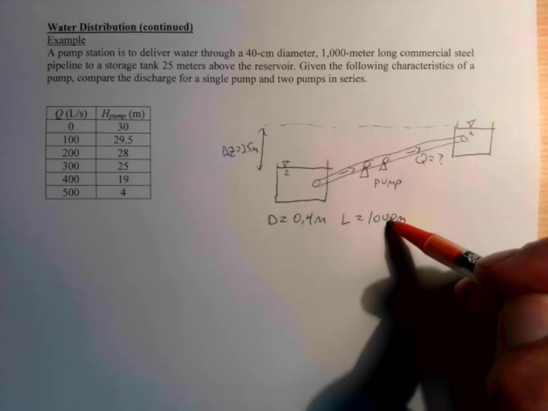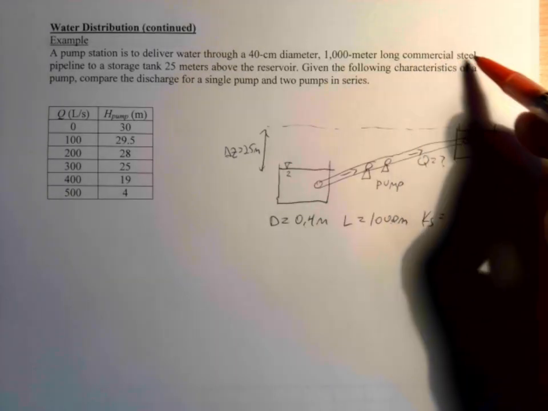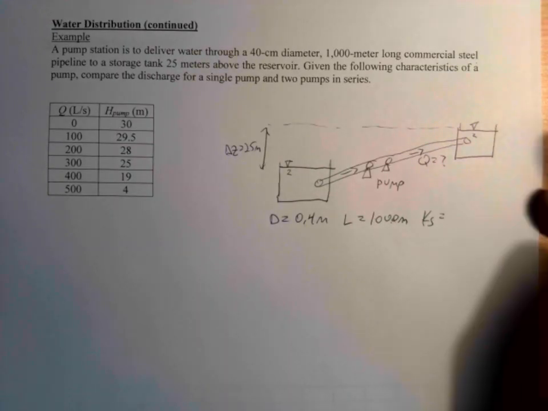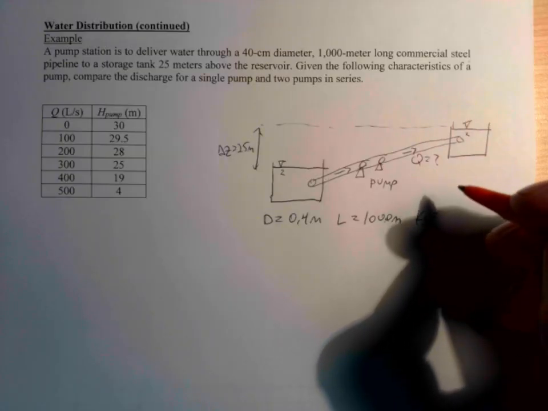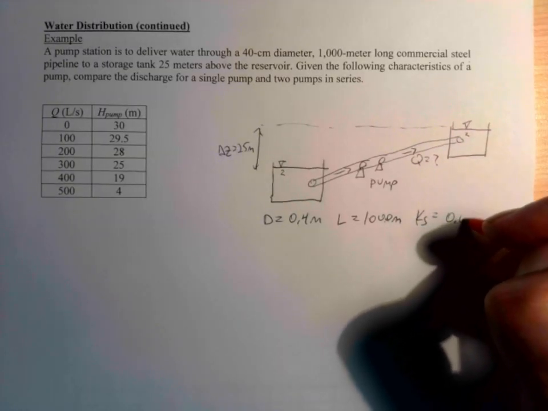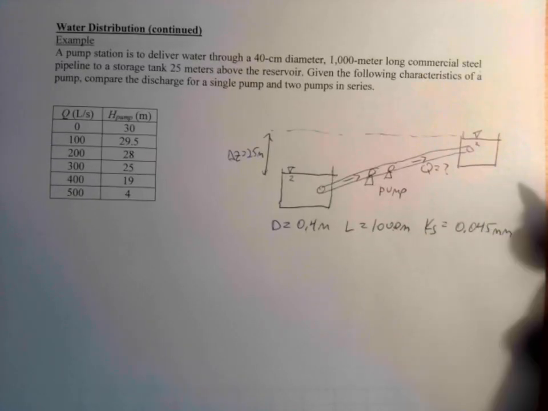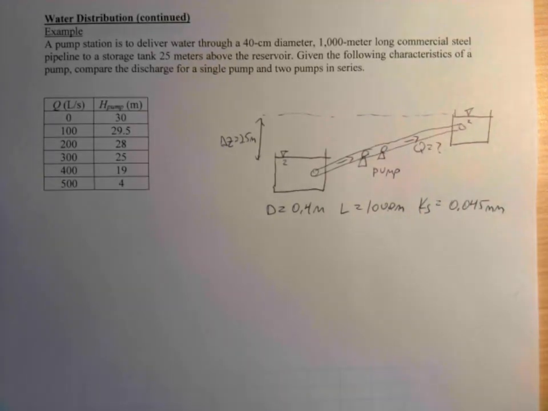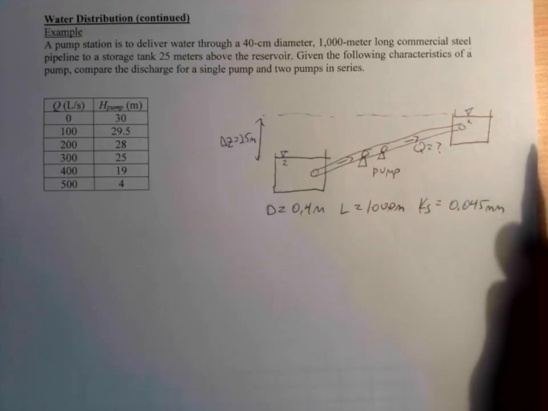So we got the diameter and length, and then we have our roughness height here. So this is commercial steel, and so for a particular pipe you have to consider the material. It's going to have a different amount of friction loss, and so that's characterized by our KS value here, which is 0.045 millimeters in the table that I found. So you need to go find a table for whatever material you are looking at to get your KS value. Okay, I think that's all the information we have in the problem statement.